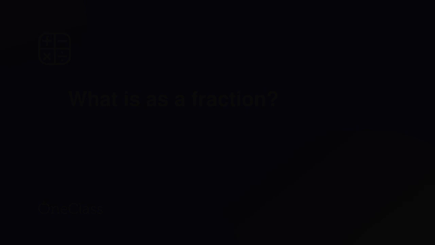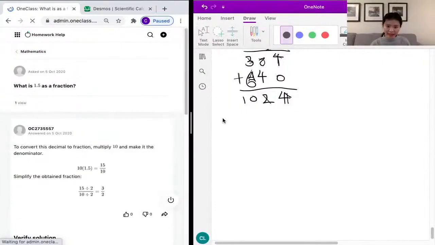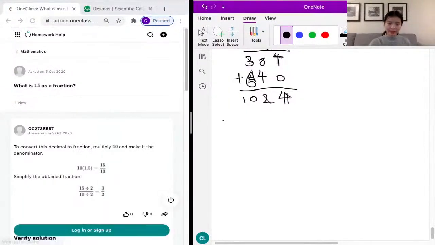Okay, our next problem over here asks us what is 1.5 as a fraction. This is actually quite straightforward because let me just write it down over here.